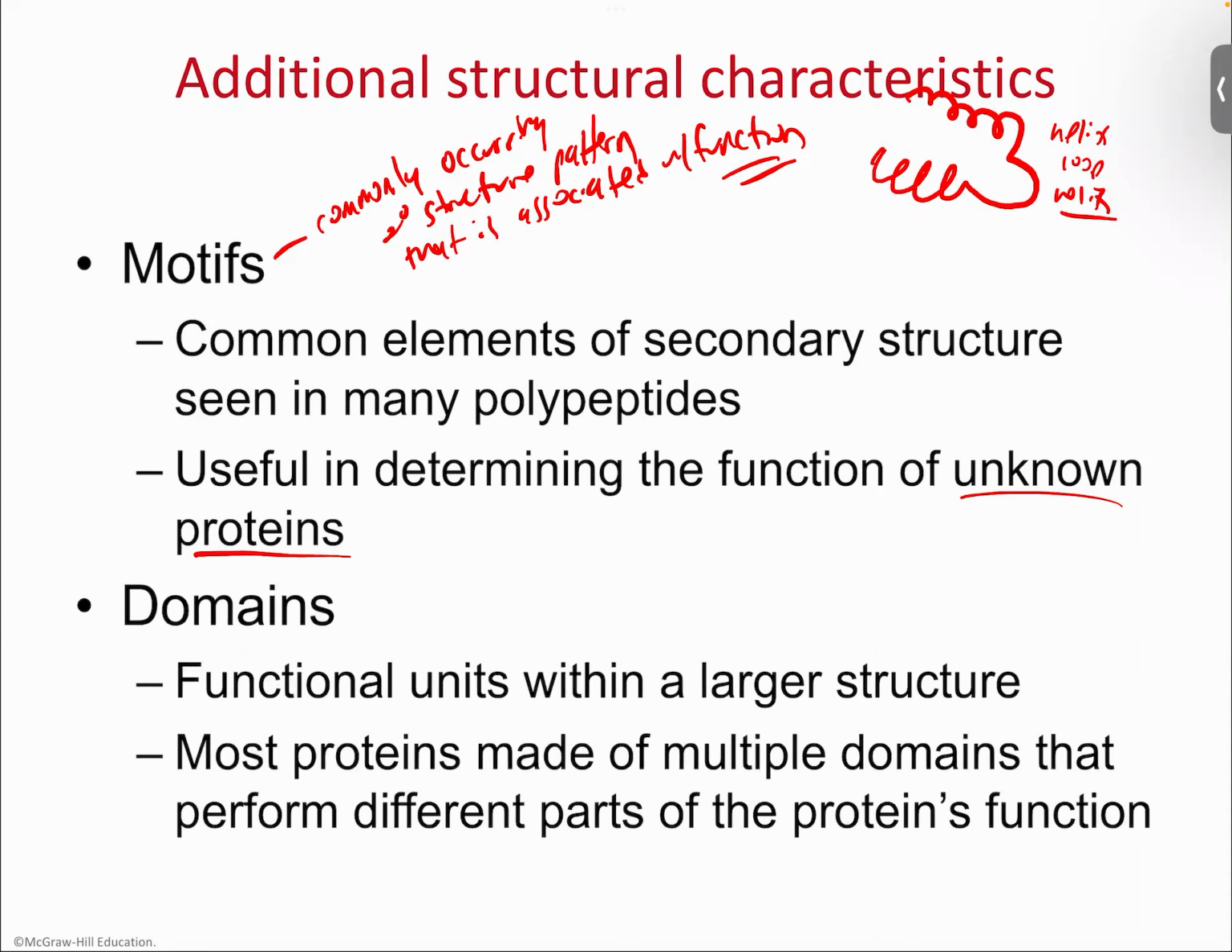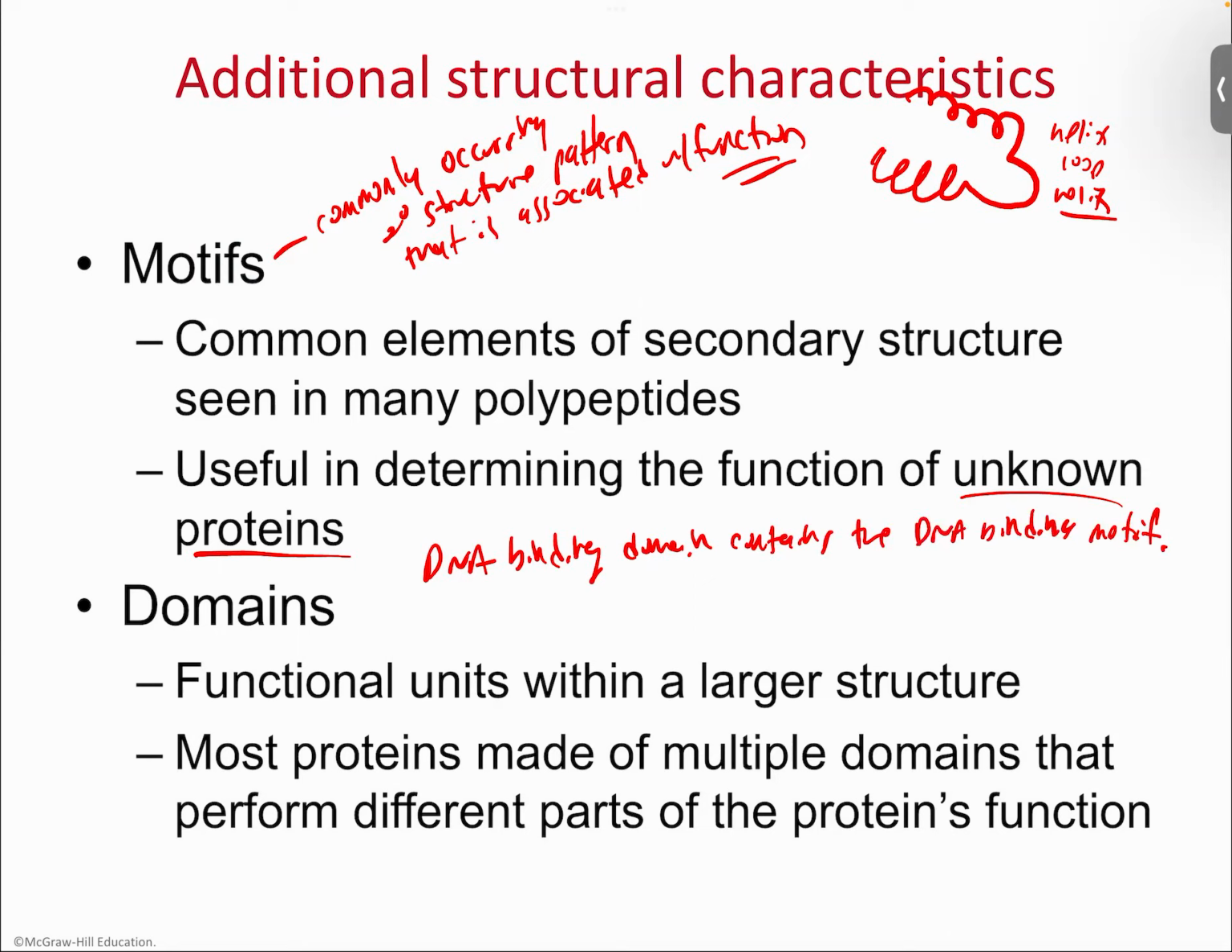Those motifs tend to exist within a larger structure, which is called the domain. So for instance, the DNA binding domain, or the area of the protein that binds the DNA, oftentimes will contain the DNA binding motif. So the motifs are smaller, but they exist within the overall domain itself.